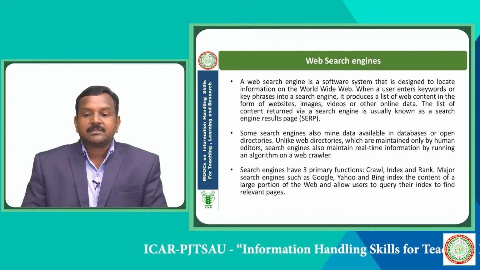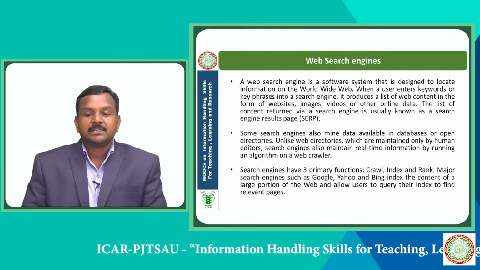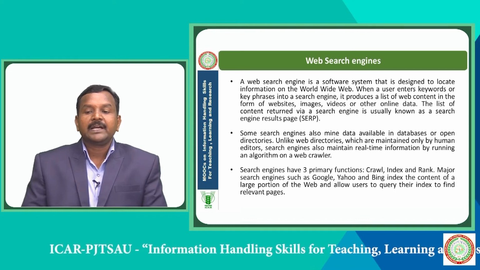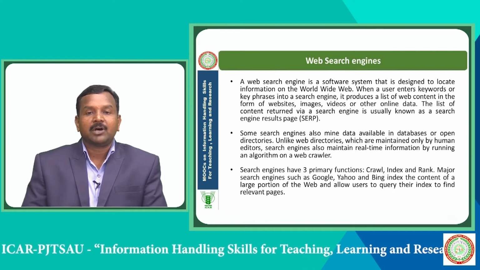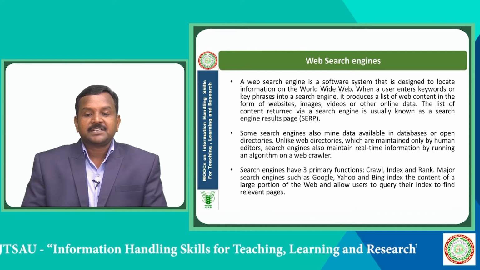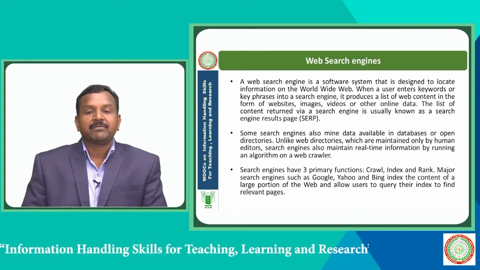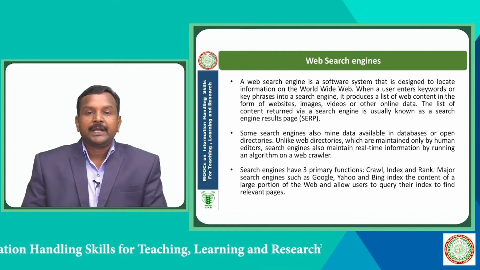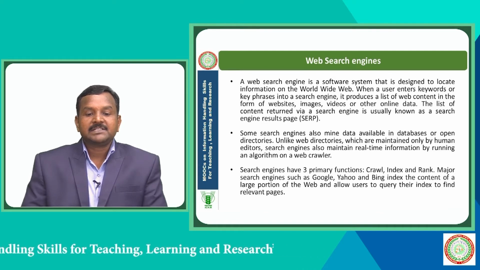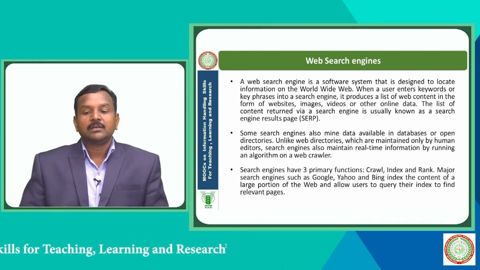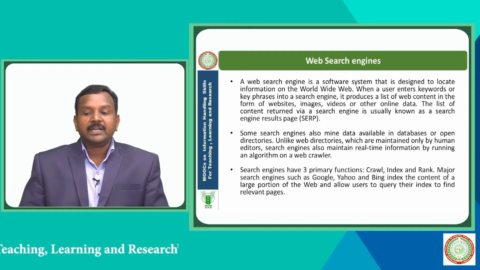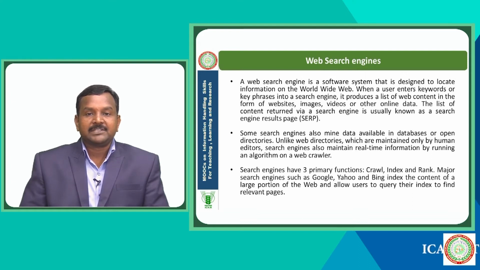Unlike web directories, which are maintained only by human editors, search engines also maintain real-time information by running an algorithm on a web crawler. Search engines have basically three primary functions: crawl, index, and rank. Major search engines such as Google, Yahoo, and Bing index the content of a large portion of the web and allow users to query their index to find relevant pages on the internet.